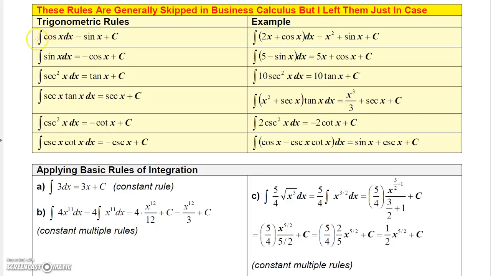So just a quick example, if you wanted to integrate cosine x dx, it's actually equal to sine x plus a constant. So if you wanted to integrate 2x plus cosine x dx, well, you know how to integrate 2x. It's just going to be x squared. And then you would use this rule to get the integral of cosine x, which would be sine x. And then, of course, you would add a constant. Now, again, you don't really need to pay attention to these examples unless you feel the need to.